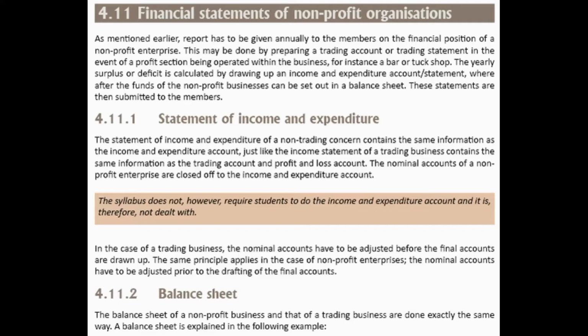All right. So in a club, apart from the trading accounts that I've just mentioned, we will have an income and expenditure account. And to that account, we close off all our nominal accounts, all the income and all the expenses. In other words, the membership fees, all the income and all the expenses will be closed off to the income and expenditure account.